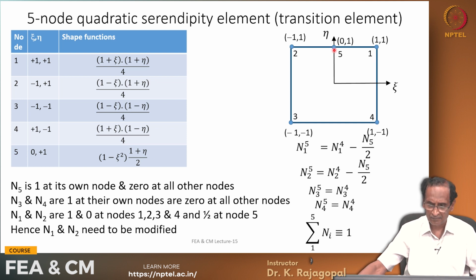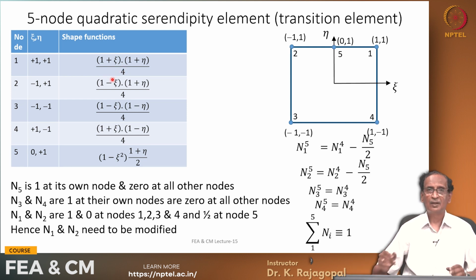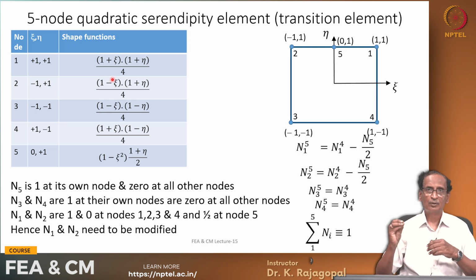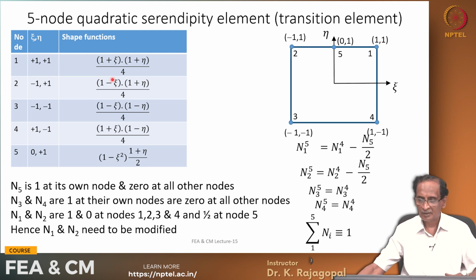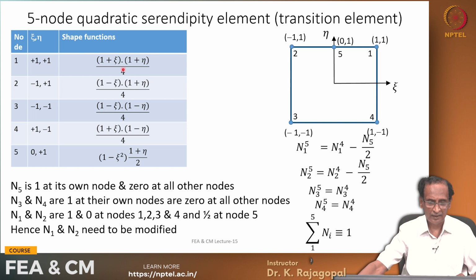But if you introduce this node, the problem is if you substitute eta of 0 and xi of 1, we have a problem. We do not get 0, because our objective is that the shape functions should have value of 1 at their own node and 0 at all the other nodes. So, when you had a 4 node element, that was easy: if you substitute xi of 1 or eta of 1, you get 1, but if you substitute xi of minus 1 or eta of minus 1, you will get 0, and so on. Okay.